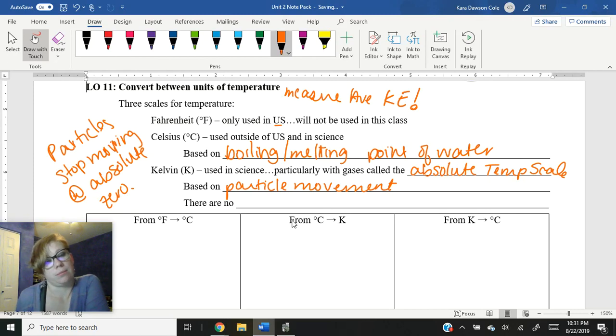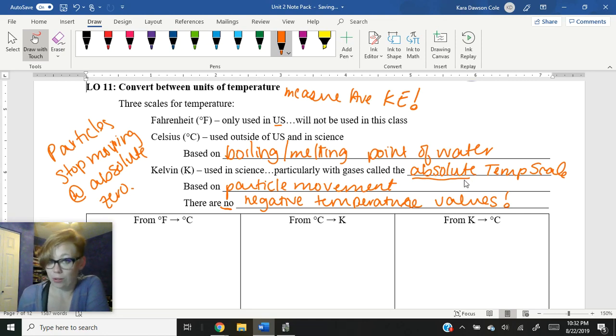There are none, not a single one. There's no negative temperature values. Part of the reason why it's called absolute is it means it's the absolute value of temperature, which means that there's no negative values.